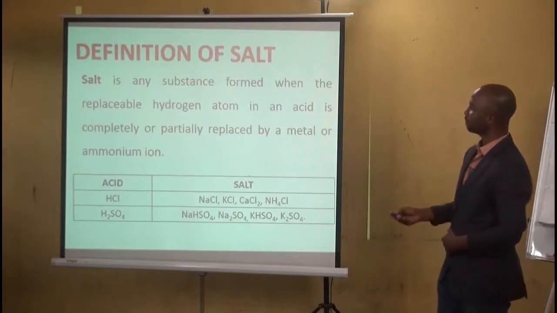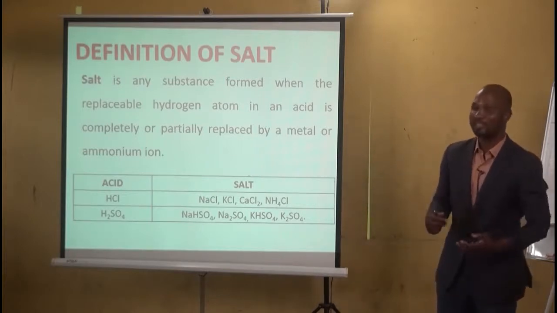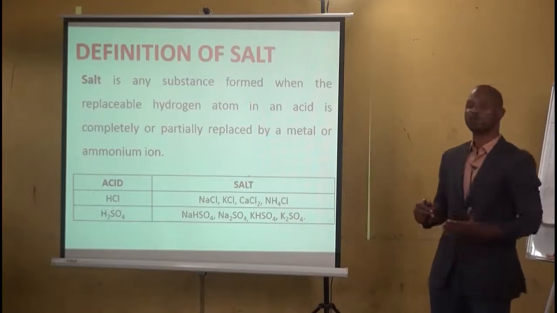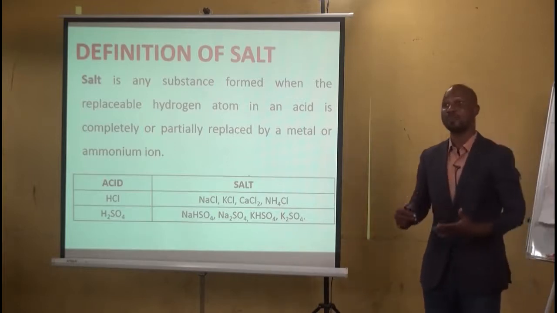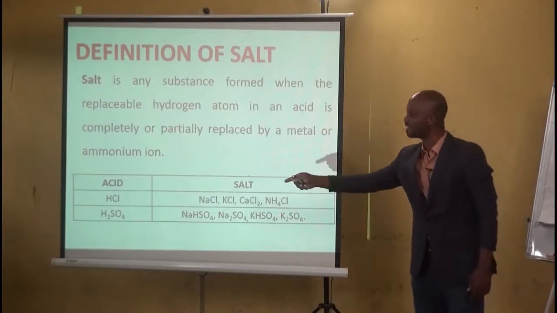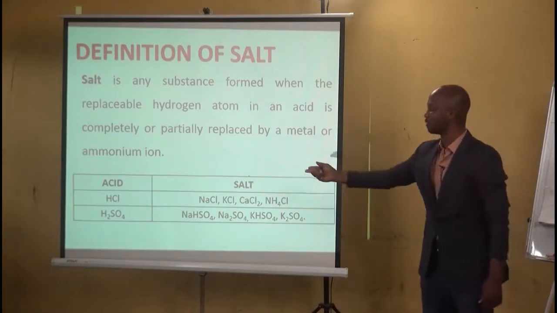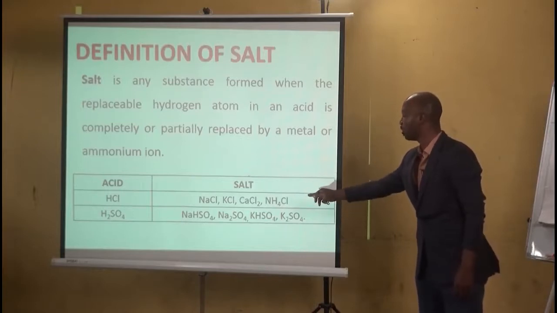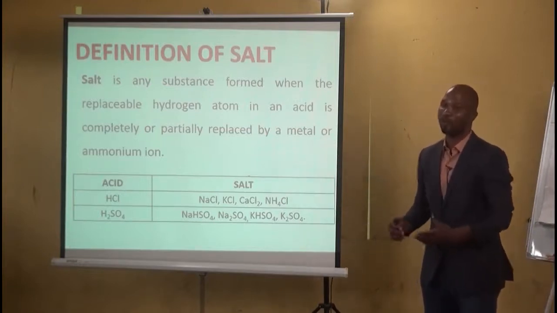Now, to define a salt, we say a salt is any substance that is formed when the replaceable hydrogen atom in an acid is completely or partially replaced by a metal or ammonium ion. Like I said, a salt is any substance that is formed when the replaceable hydrogen atom in an acid is completely or partially replaced by a metal or ammonium ion. As you can see in my example, you can see an acid HCl, hydrochloric acid. When you replace the hydrogen in HCl with a metal, the metal can be sodium for sodium chloride, potassium for potassium chloride, calcium for calcium chloride, and ammonium for ammonium chloride. By that, you have replaced the replaceable hydrogen atom in an acid by a metal or ammonium ion.